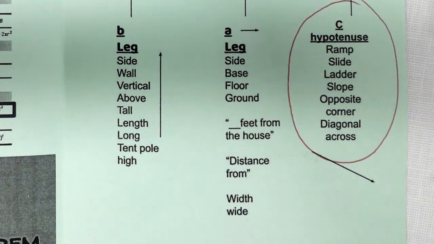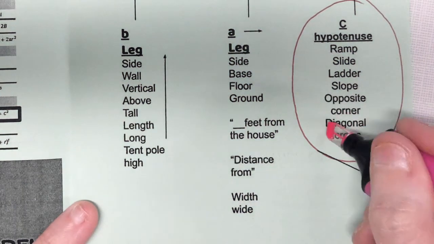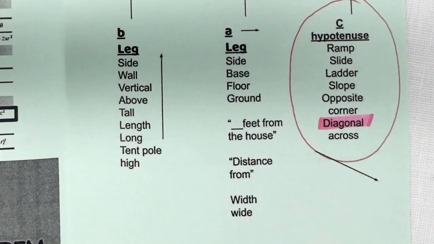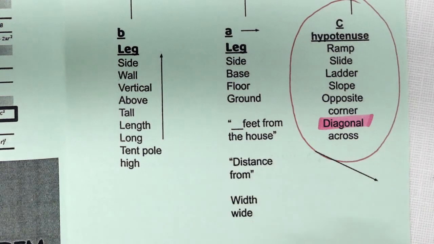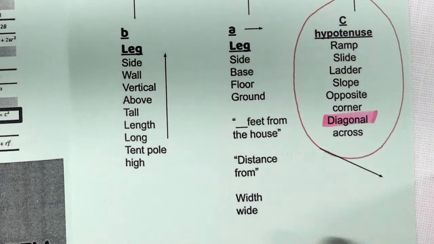So if you see a ramp, a slide, a ladder, slope, if they say opposite the right angle, if they say across the corner, diagonal. Diagonal is the word you're going to see most often. In like 4 of the questions that we've seen on previous STAAR tests, they've talked about a diagonal. So these are words that mean C. We need to know what they are.